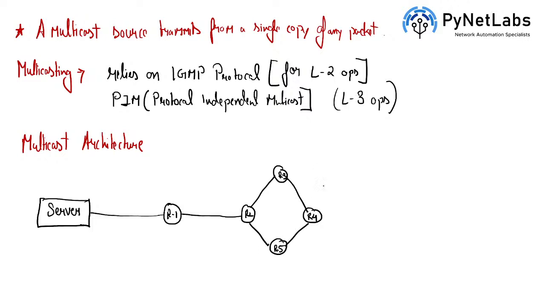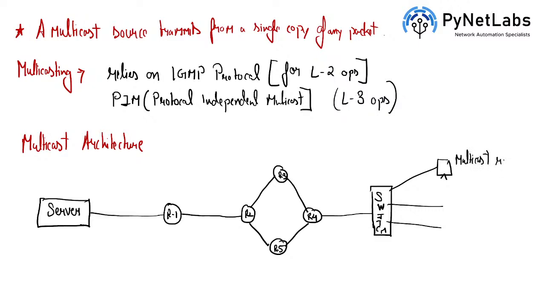So these are some routers which we have, and then R4 is connected to a switch here. So this is your network switch, and this switch is connected to some receivers at the end. Let's say we have one receiver, which is multicast receiver 1, and we have another receiver, which is 2, and we have 3 as well. Now what I'm going to do is divide this entire architecture into three sections.